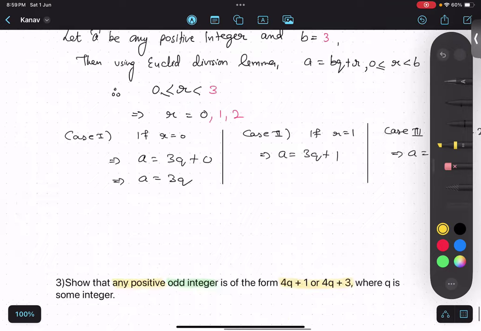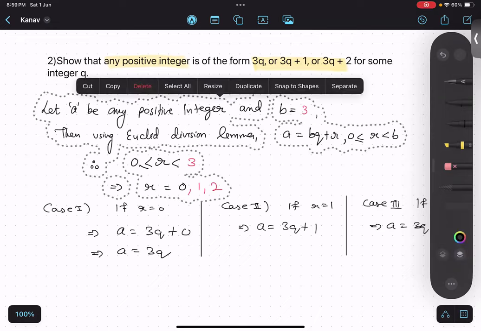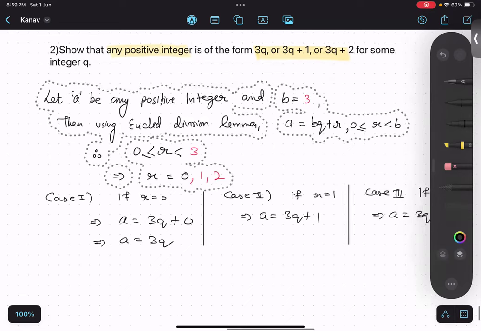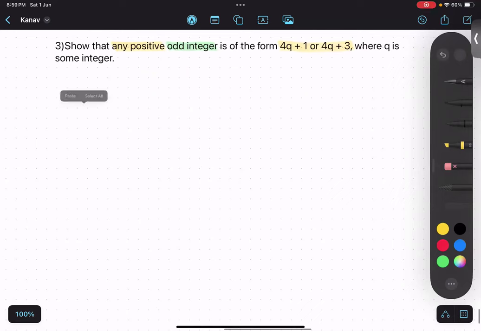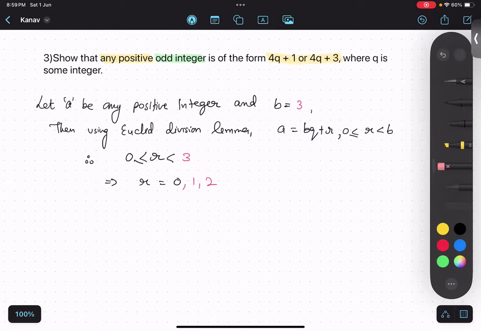As we did in the previous question, this time we will take a similar approach. Let me just copy this. So, tell me what changes we will make. In case of b, what will be the value? 4. Very good. Let a be any positive integer. Not positive, we will say odd positive.